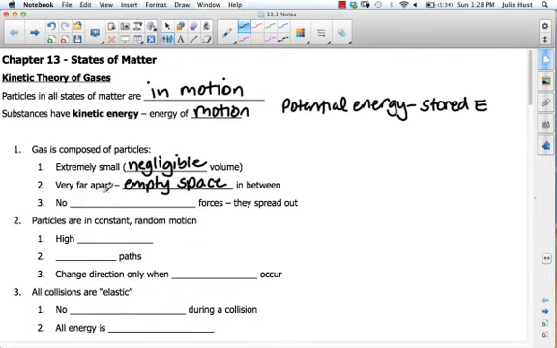And then the third point about particles, there are no what we call intermolecular forces. What does that mean? That just means that the particles are not attracted to one another.